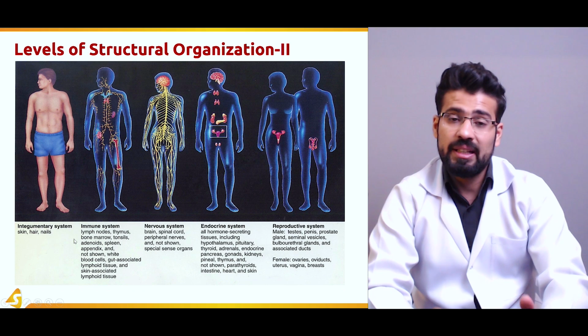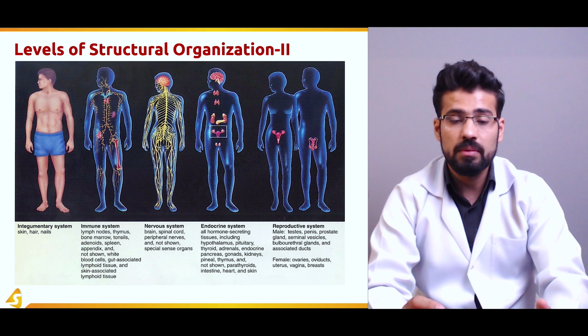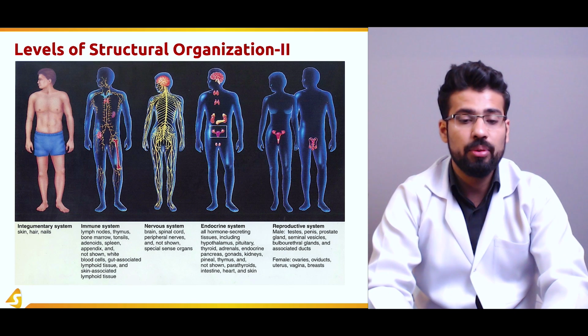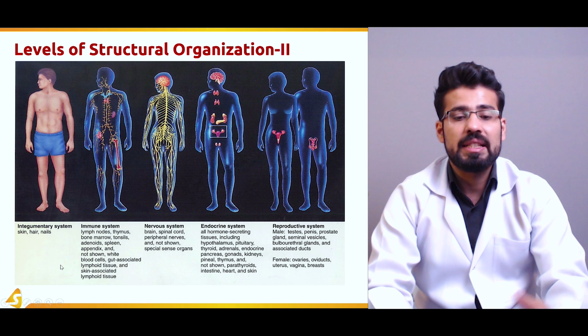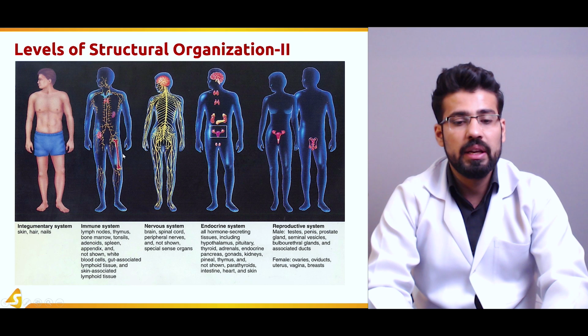The most important, the defense system of the body, the immune system, includes the lymph nodes that are present at various different positions of the body. It includes the thymus over here. It includes the bone marrow over here as well. It includes the tonsil over here. The spleen is present over here, as you can see.